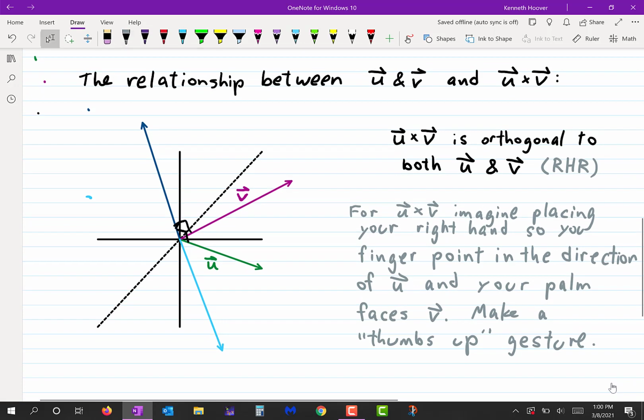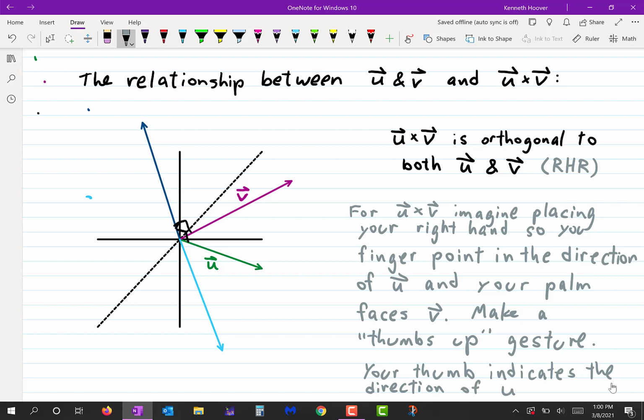Okay? Now, your thumb indicates the direction of u cross v. That's the right-hand rule. So in our picture there's a dark blue and a light blue vector.